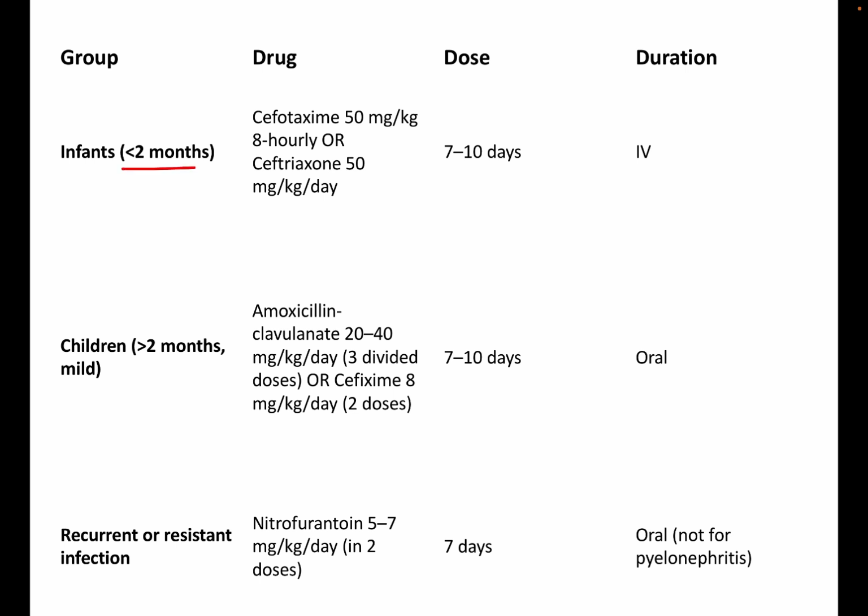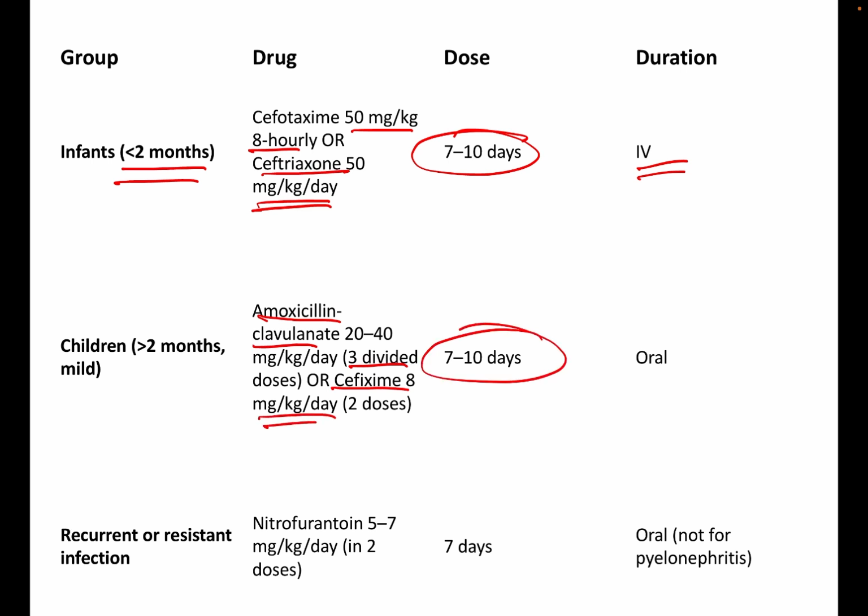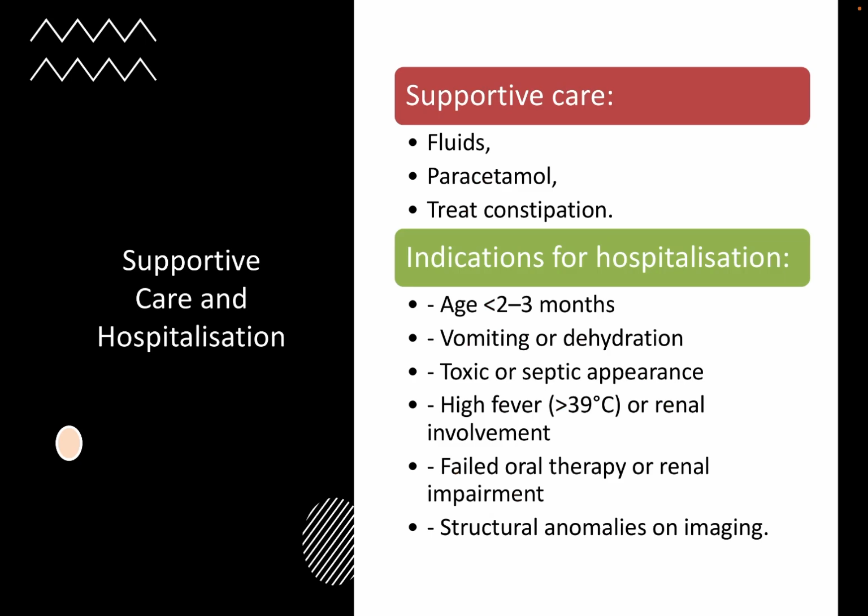Pharmacological treatment. If the infant is less than 2 months of age, cefotaxime 50 mg per kg 8 hourly or ceftriaxone 50 mg per kg per day for 7 to 10 days IV. For children greater than 2 months, in case of mild infection, the suggested drug is amoxicillin clavulanate 20 mg per kg in 3 divided doses or cefixime 8 mg per kg in 2 divided doses for 7 to 10 days orally. In case of recurrent or resistant infection, nitrofurantoin 5 to 7 mg per kg in 2 doses for a week, orally, is indicated, but it is not indicated in case of pyelonephritis. Coming to supportive care, it includes fluids, paracetamol, and treatment of constipation.